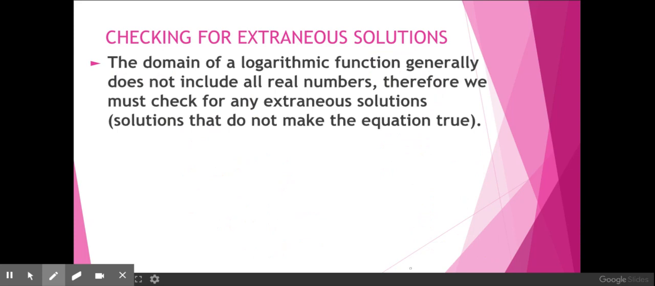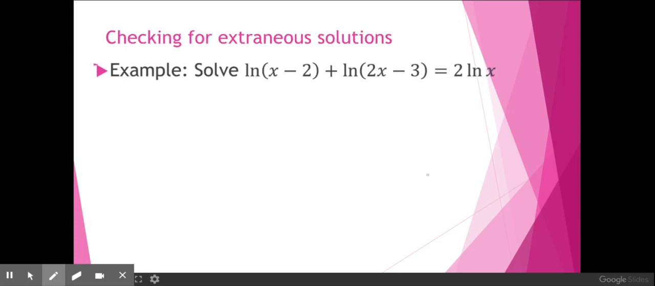So now, checking for extraneous solutions. Since logs have a restricted domain, if we're taking the log of something, it has to be positive values. We have to check for extraneous solutions to make sure the solutions we get aren't going to make our log negative. So here the domain generally does not include all real numbers because it doesn't include negatives. So we must check to see if, when we plug in our answer, we get a negative log.